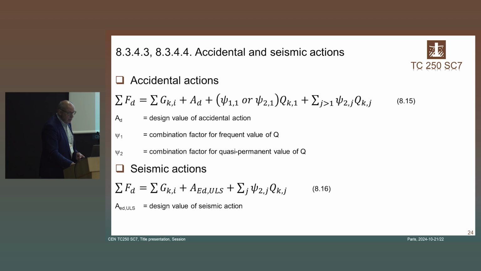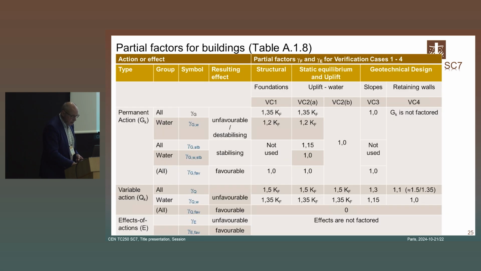Accidental actions, again, in this case you have the design accidental action combined with characteristic values of the permanent actions and of the variable actions, and even reduced by a reduction factor. So if you do an accidental, it's only the design value of the accidental action. And the same applies for seismic actions, but I think Sebastiano will talk about that as well.